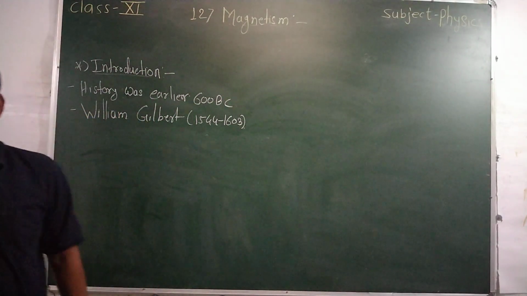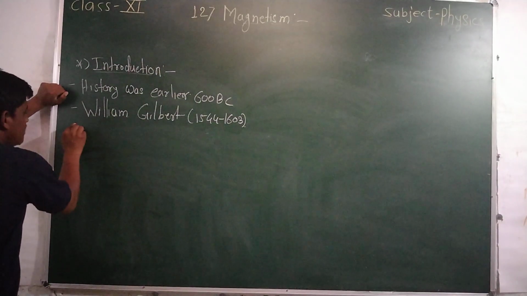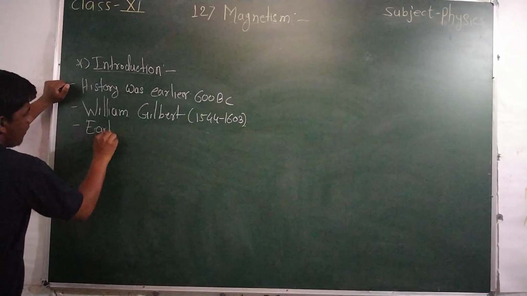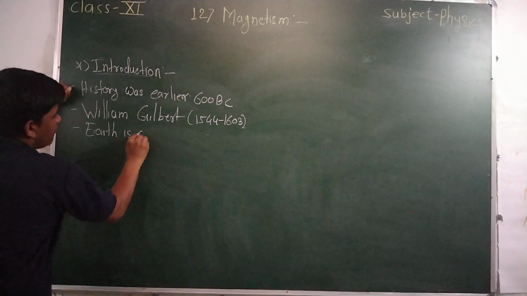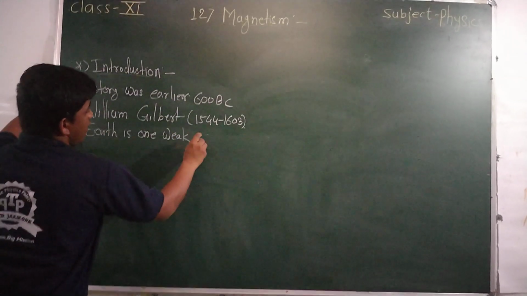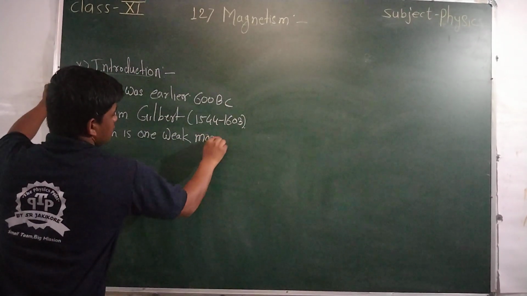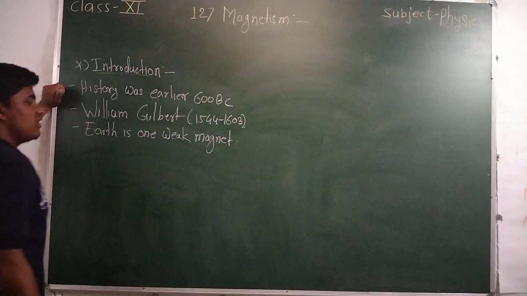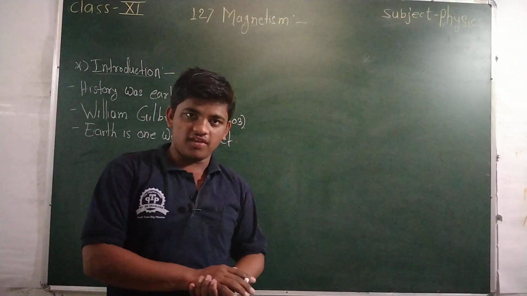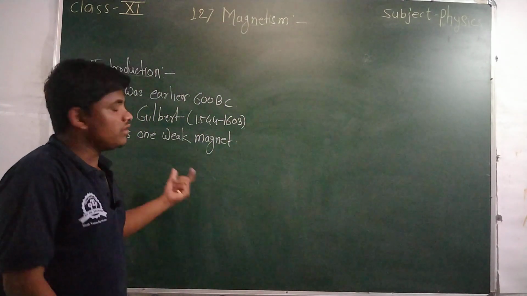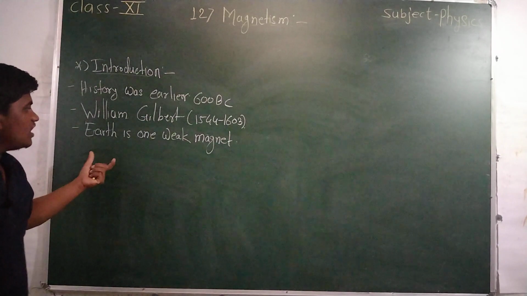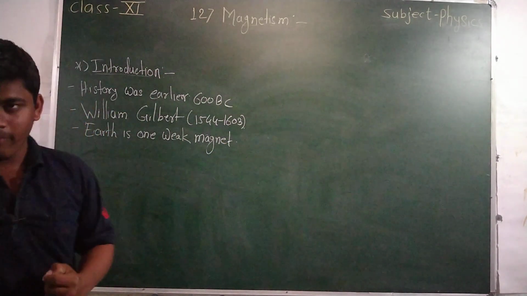He also discovered that the earth is one of the weak magnets. Earth attracts each object or particle living on the earth's surface due to its gravitational pull. He also discovered the earth is one of the weak magnets.